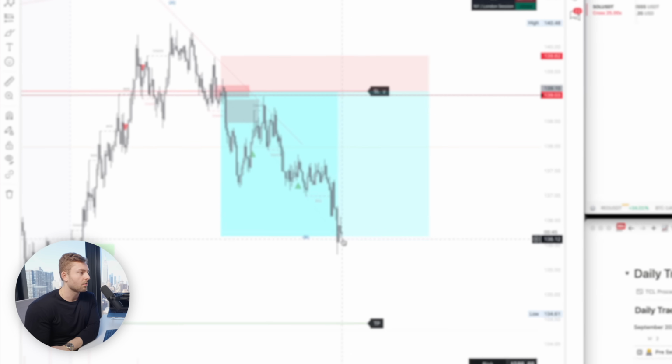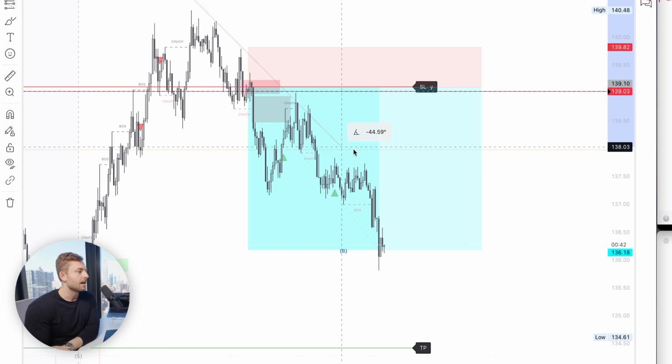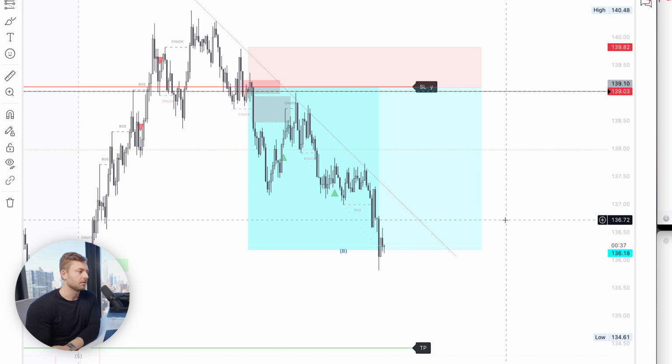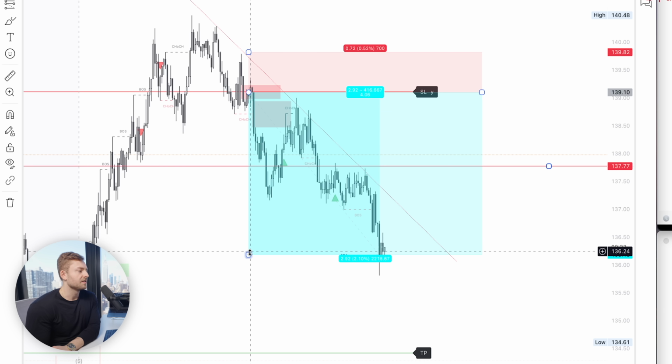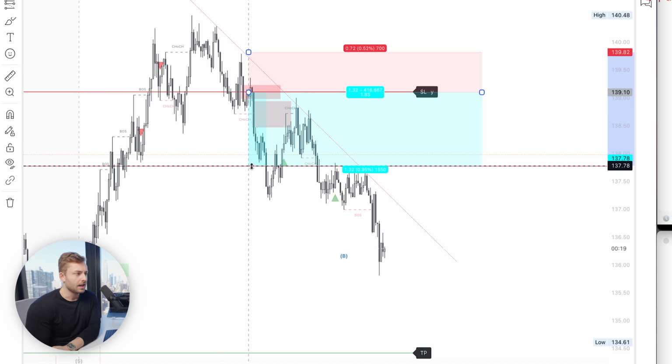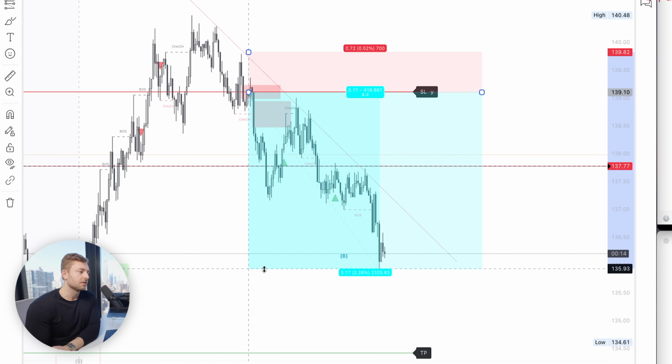Okay, so we just hit our 1 to 4, which means that now I can start trailing my stop loss. So I'm now going to move my stop loss down to this most recent high here, which is now going to lock in 1.8 risk factors. So just shy of $1,000 in profit.